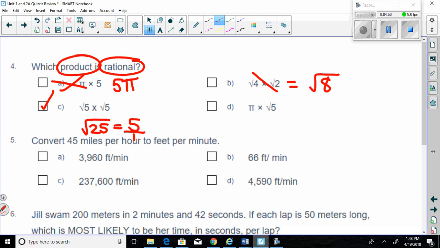No. 9 is, but not 8. And so radical 5 times pi is just pi radical 5. Numbers to irrational, making a big irrational number.